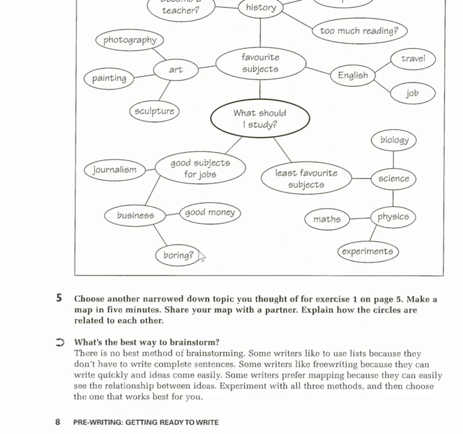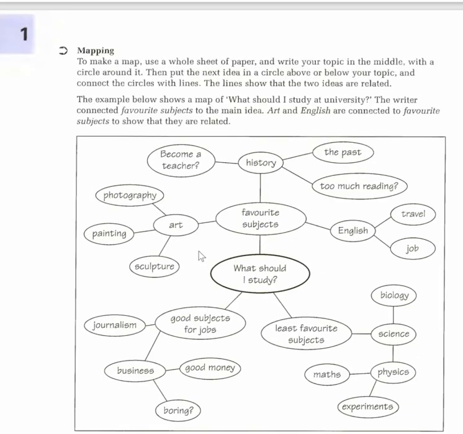So this is the third type, mapping. We have now covered making a list, free writing, and mapping. The student should choose one of those types to make his or her own brainstorming.